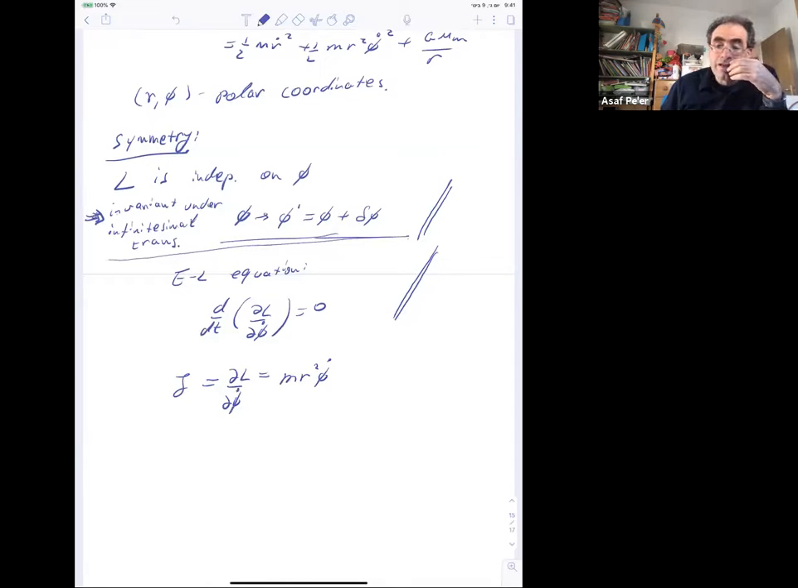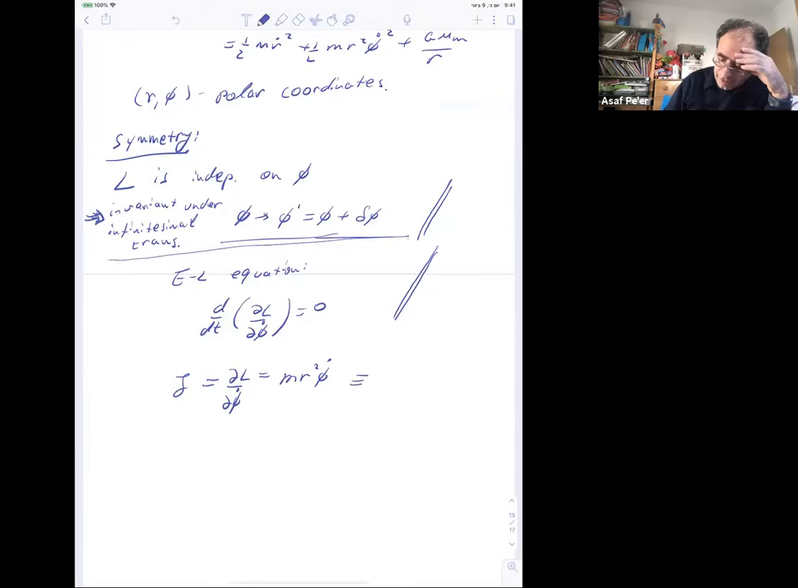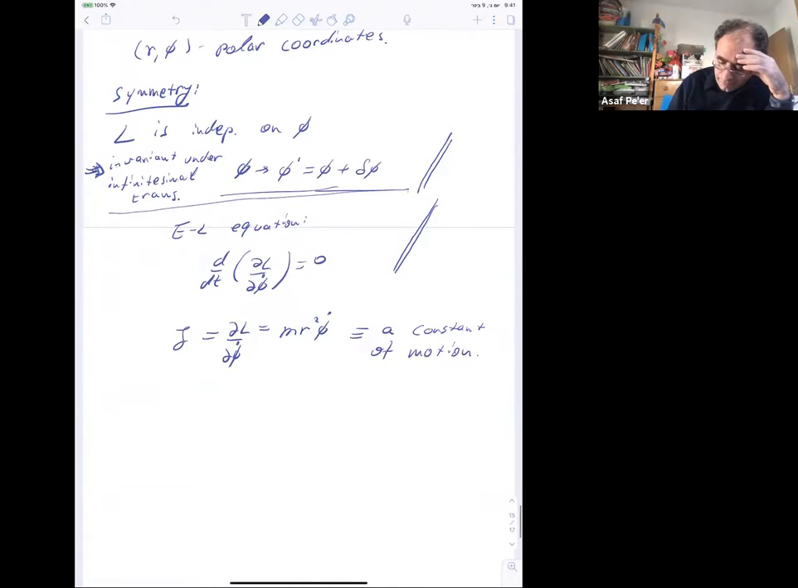What quantity is that? The angular momentum. It's the angular momentum, right? This is a constant of motion. Right? The angular momentum. This was a simple demonstration of the idea that we have a symmetry of the Lagrangian, and that leads to a conserved quantity, which here is the angular momentum. Okay?